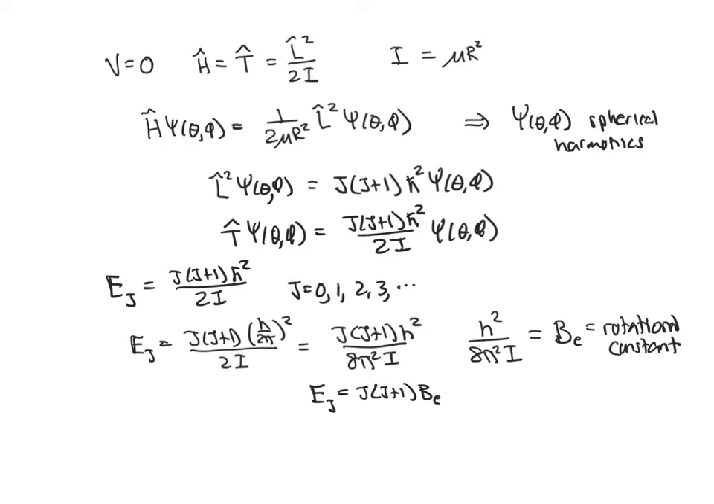Remember that each of these energy levels is degenerate according to what the m sub j values can be. And m sub j values can range from minus j in integer steps up to 0 and then up to plus j. So each of these levels is 2j plus 1 degenerate, because there are different ways that the angular momentum vector can point for each of the different energy levels.